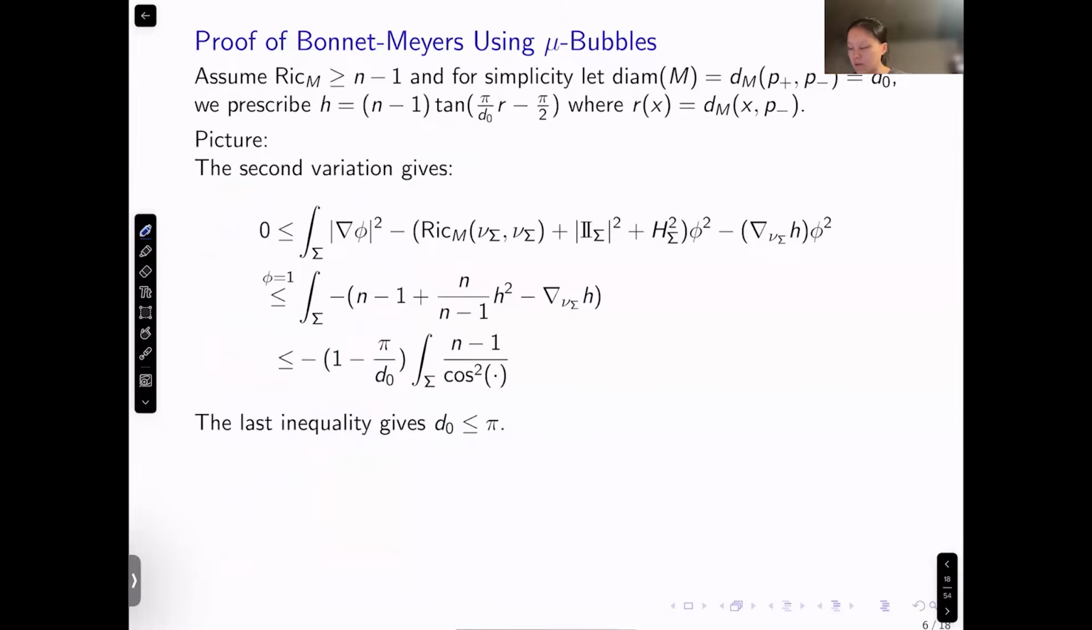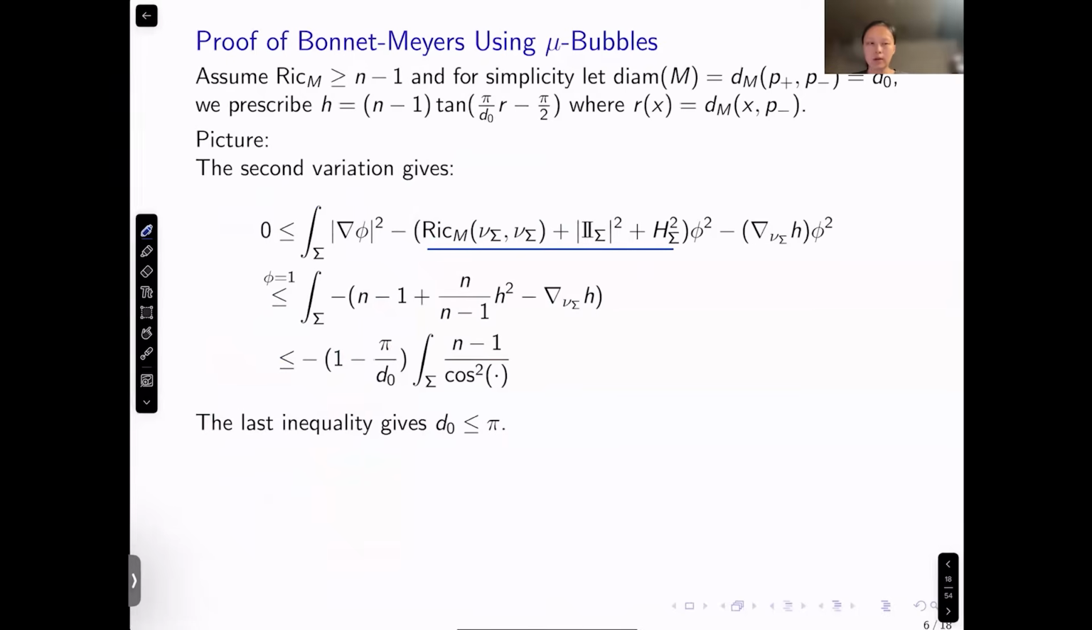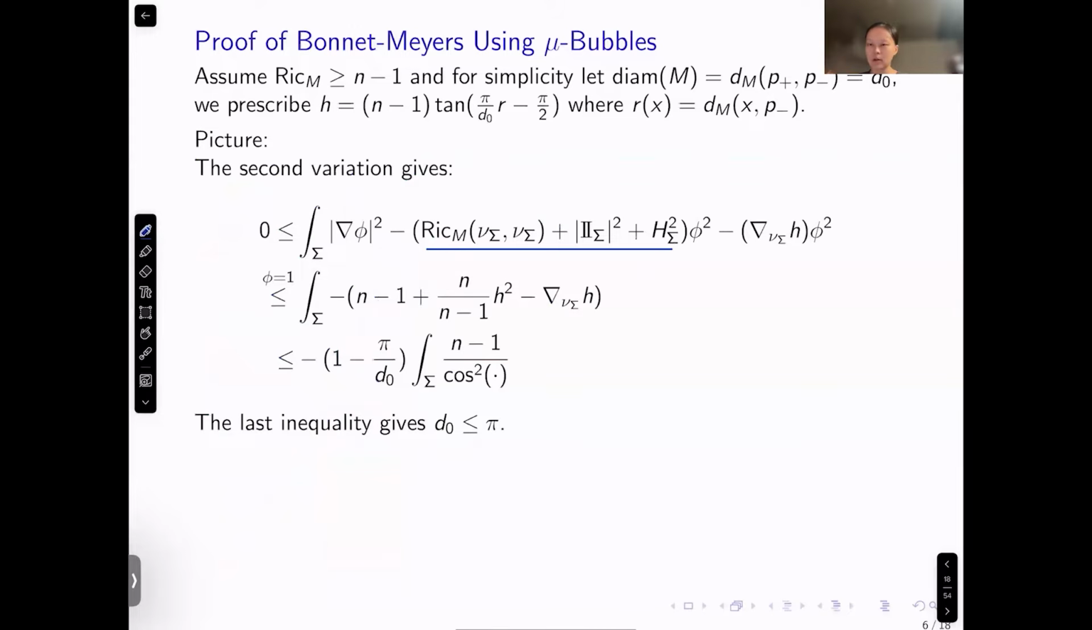So if I compute the second variation, because I want to look at Ricci, so I didn't change it to scalar curvature. Now Ricci is bounded below by n-1, we know. And now for the second fundamental form, we bound it by Cauchy-Schwarz. And then we combine with the mean curvature, which by first variation we know is equal to h. So we get the second term here. And then the third term, we just pass it to here.